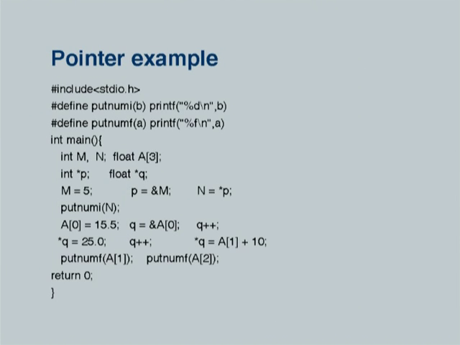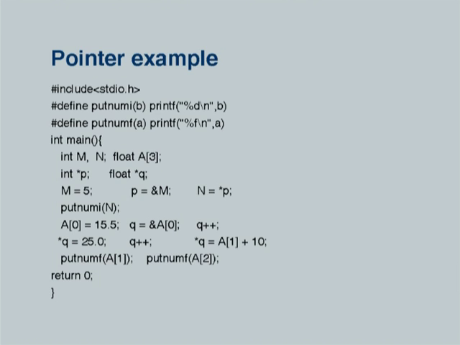Here was the pointer example, and to recapitulate briefly, we had said that we have M, N and a 3 element array A, which was float. M and N were integers. We declared two pointers, P and Q, P representing integer and Q representing float. We went through the assignment of pointers to addresses: P equal to &M and N equal to *P, saying that the number N that is printed out will be exactly 5 as M was, because M gets assigned to N. In the second case, we said A0 is 15.5, Q is equal to &A0 and Q++.